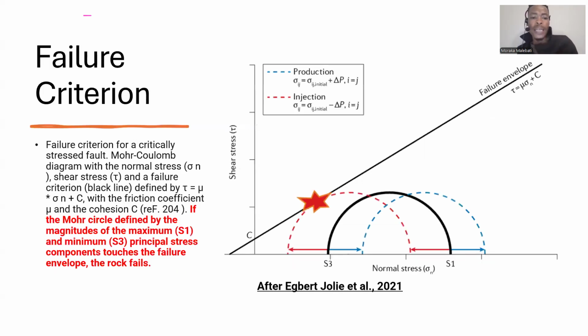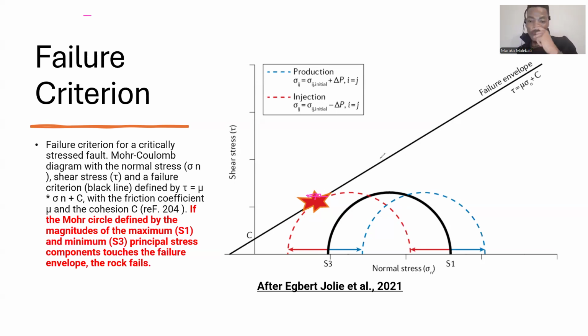Like I said, if the Mohr circle defined by the magnitude of the maximum and minimum principal stress components touches the failure envelope, then the rock will fail. Because you are increasing the stress, remember, the Mohr circle starts to expand. If it expands and touches this failure envelope, then the material fails. But as long as this Mohr circle does not reach this limit, the material is still good to withstand those high stresses.